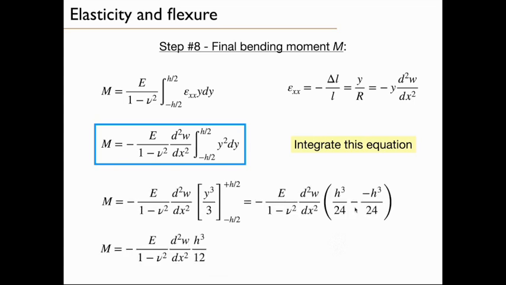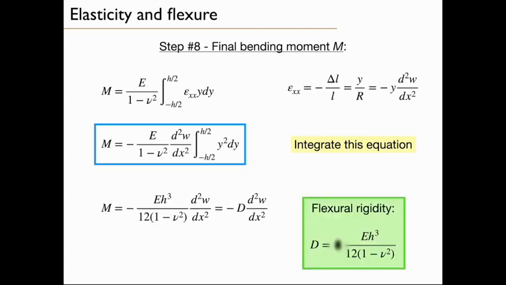This leads to these numbers, and this is equal to 2 times h cubed divided by 24, which is simply h cubed divided by 12. That's a very important equation now, because we will now introduce one of the main parameters of the flexure model, and this is the flexural rigidity.